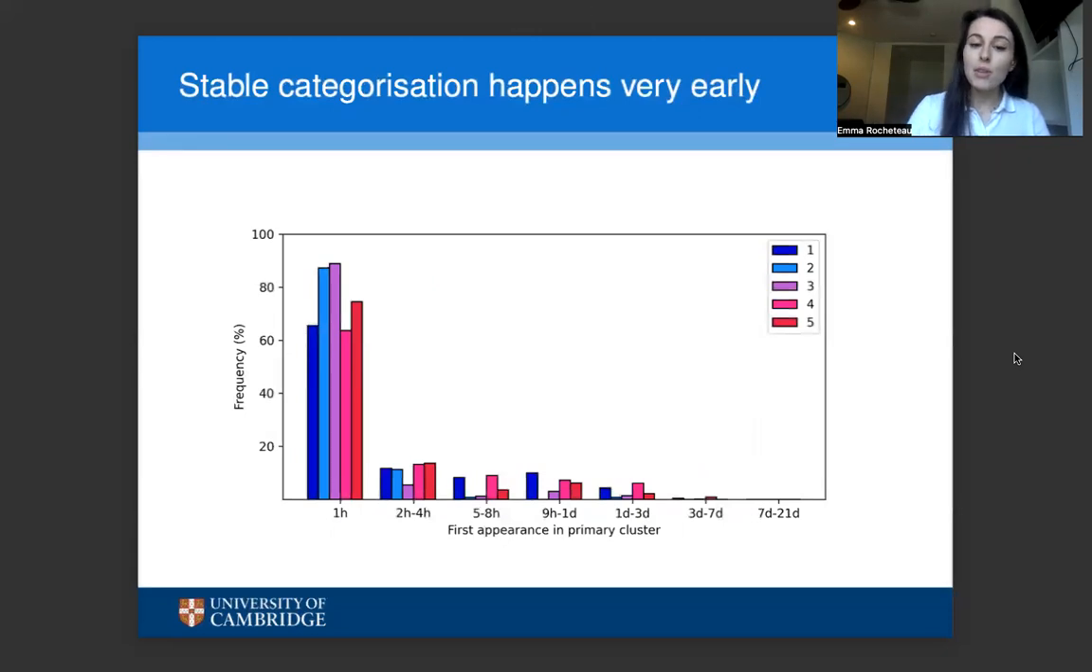And in addition, most patients are placed within the cluster that will become their main cluster, so the cluster that they end up spending the most time in during their admission. Most of those, or about 75%, are in that cluster from the first hour of their stay. So this is something that we can identify very early on.